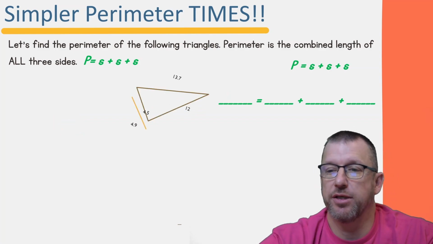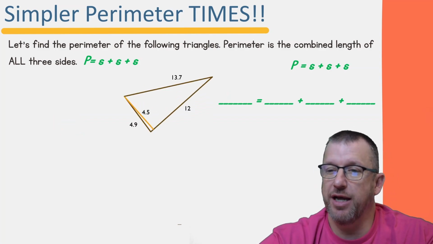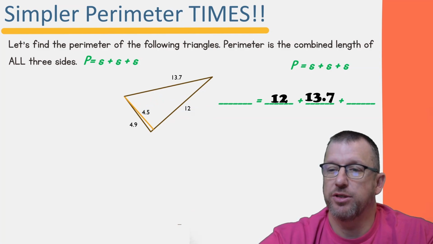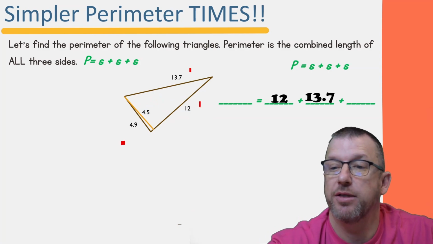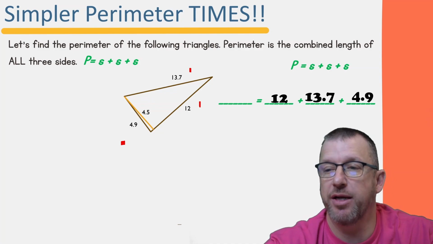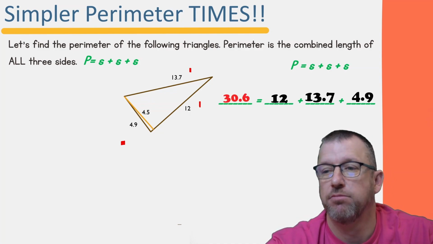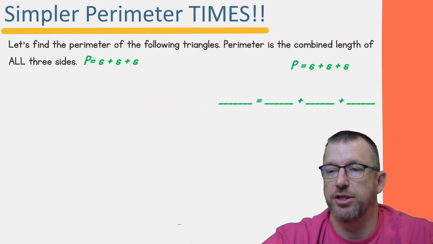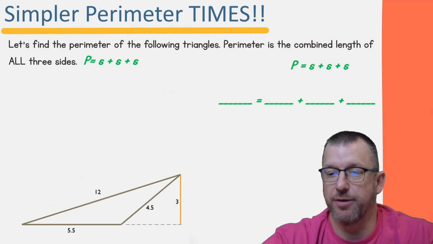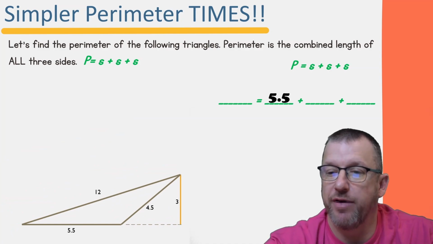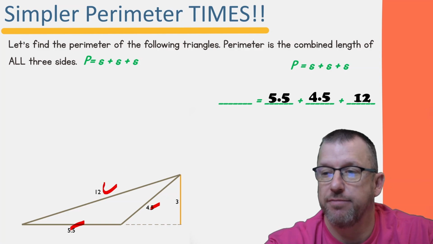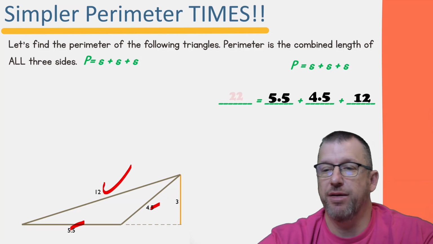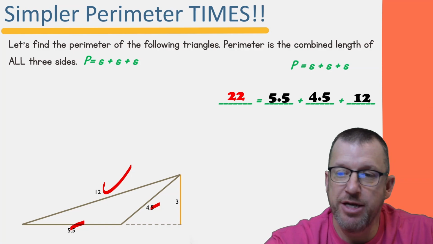And that's all you do with perimeter. You simply take your sides, 12 plus 13.7 plus 4.9, add them up on a calculator, beep, boop, boop, boop, beep. 30.6. I think you guys are getting it. You just simply add up the sides of the triangle. So 5.5, 4.5, 12. Check. There's the 3 sides of the triangle. Add them up. Scooby Dooby Doo, it's 22.